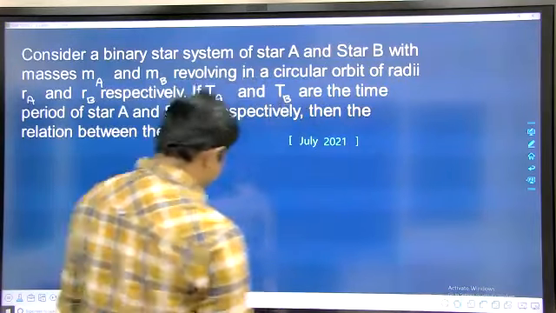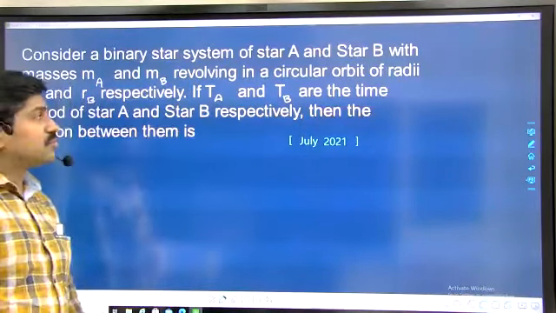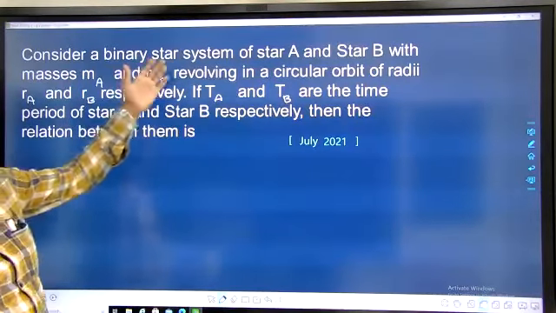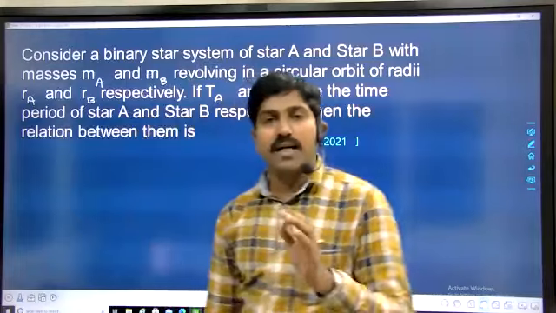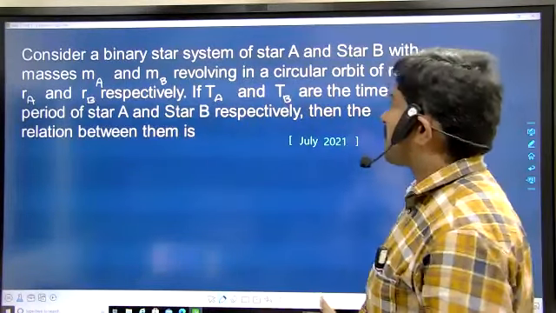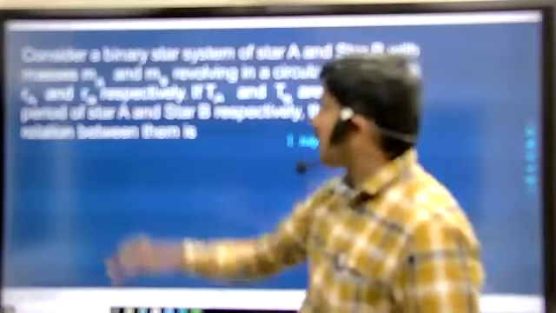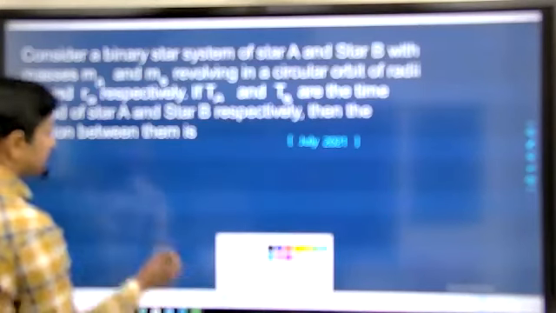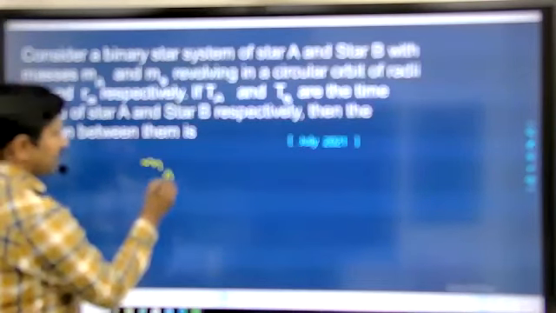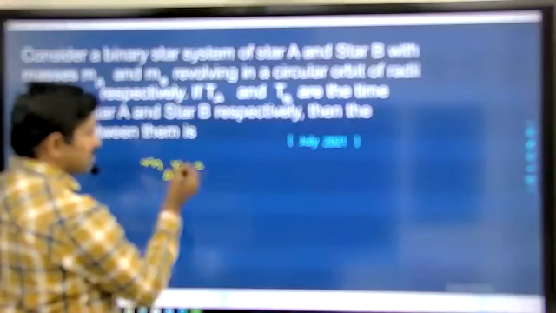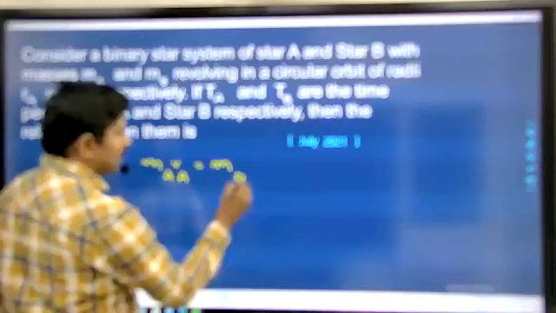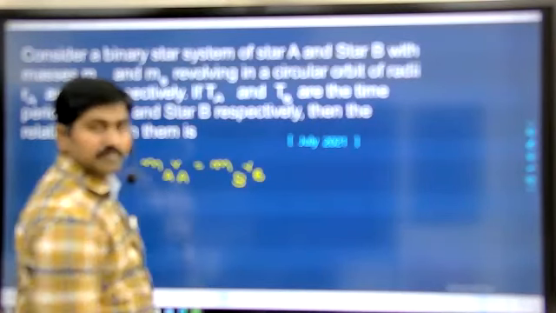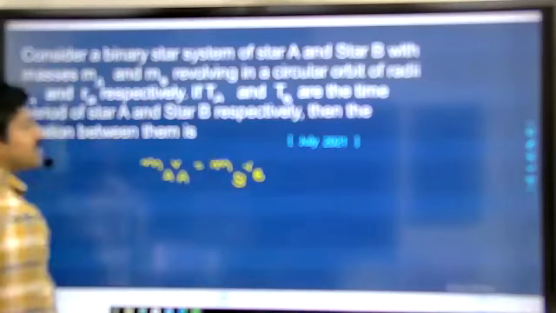Even if you calculate the time period of 2M, you will get the same thing, because binary star system means two stars revolving under their mutual gravitation only. In such a case, masses and orbital radii were taken. If they are moving only under their mutual gravitation, the moments of the two will be the same. Moments in the sense, MA RA, mass into distance, and for the second one, MB RB. Both will be the same.